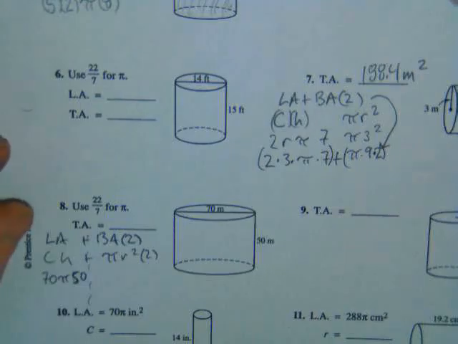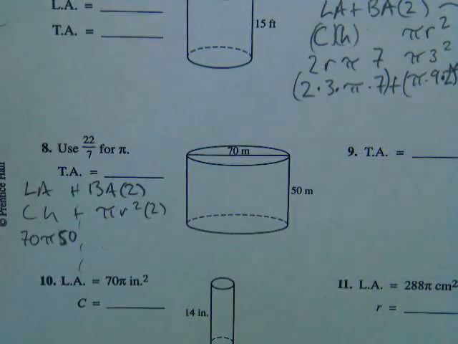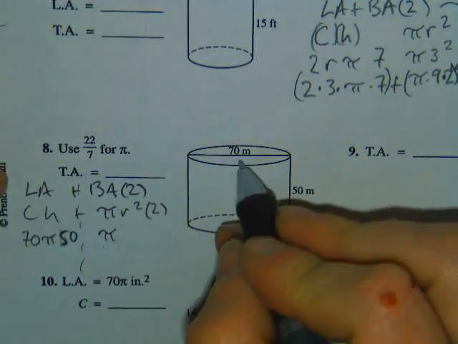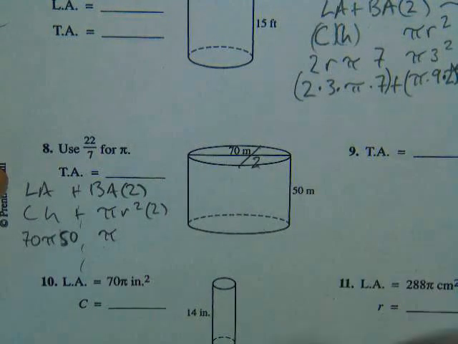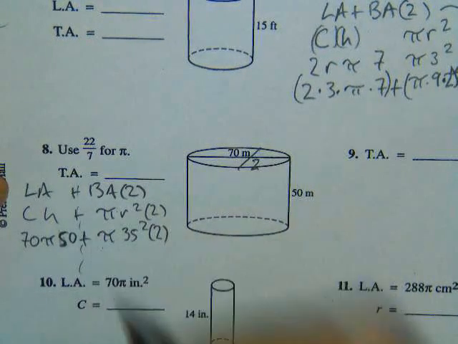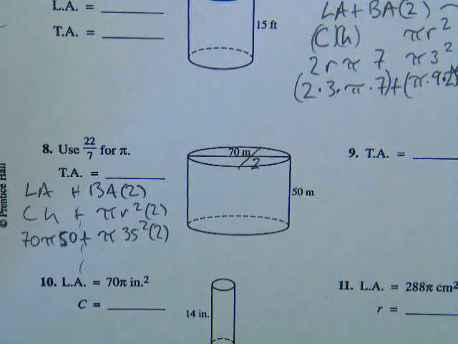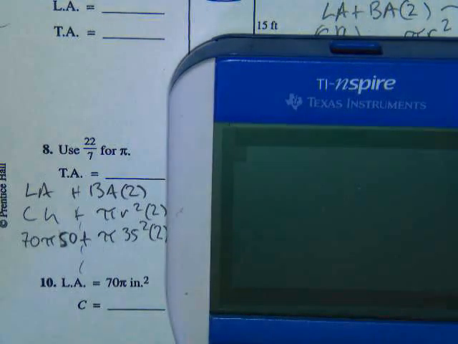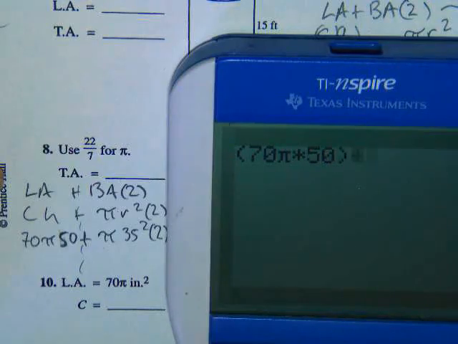So that's that guy right there. Over here, the radius is that cut in half. I believe that's 35. I'm going to add those 2. I'll just throw it right in, and again separate it with parentheses. Parentheses 70 pi times 50, close it, add it, open it, 35 squared pi times 2.